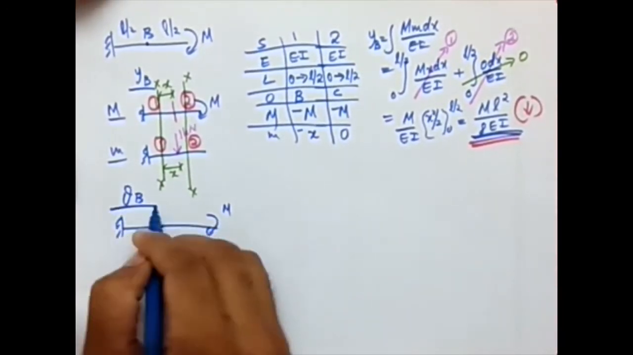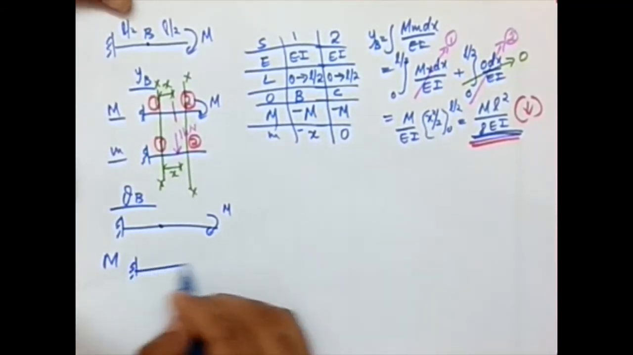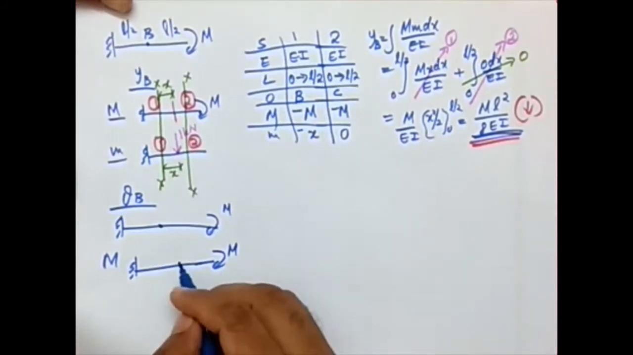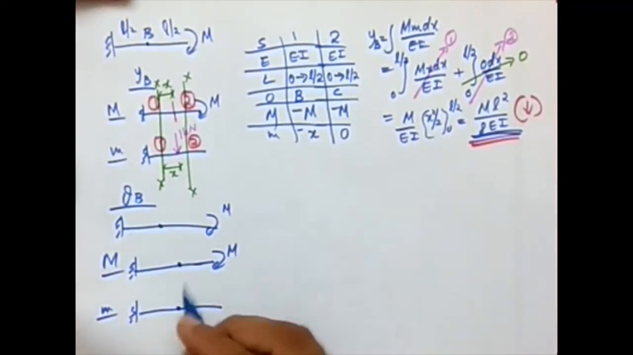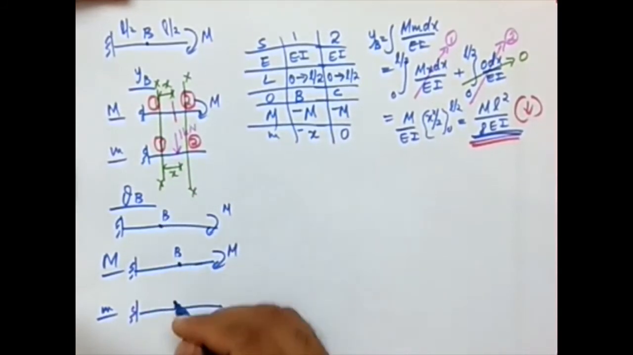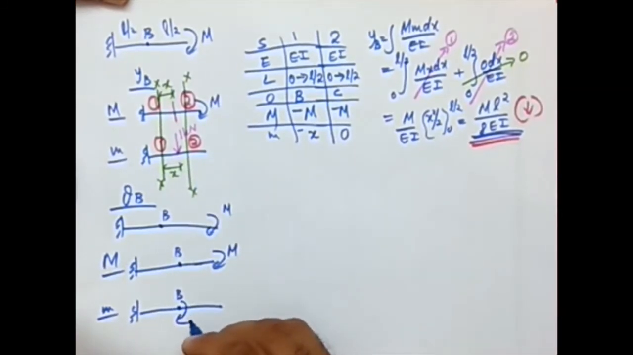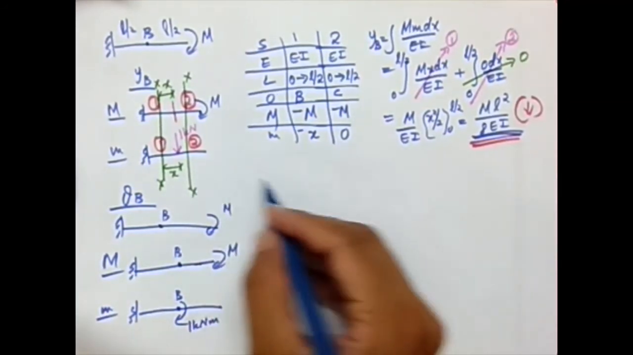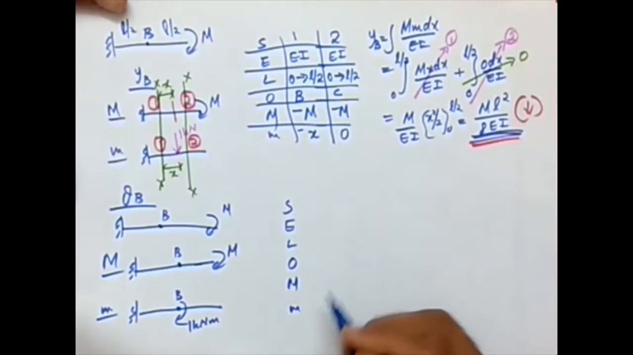So theta B, right? Without any further ado, I'm just going into the small m and capital M figures. So this is the capital M figure, and here I have the small m figure. So in the small m figure, I want rotation at B. This is the point B. So at point B, I want rotation, which means I need to apply a moment of 1 kilonewton meter at point B. Okay, so this is my capital M and small m. Now I'm going with the table.